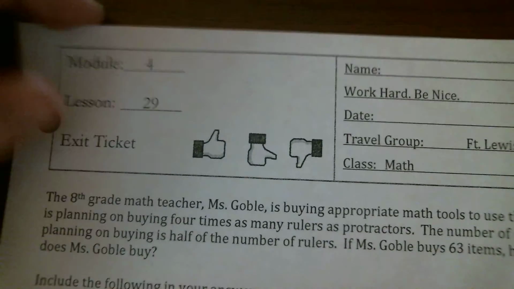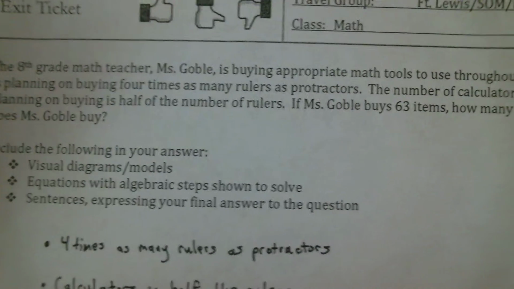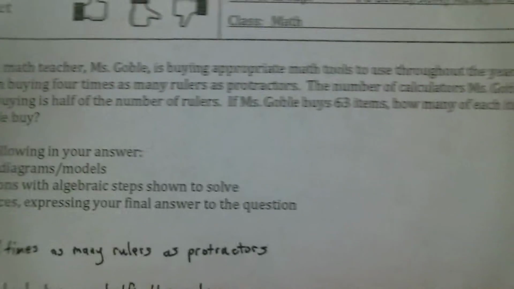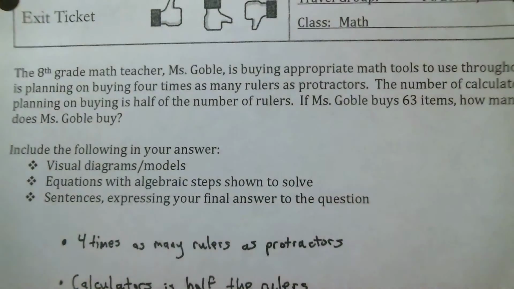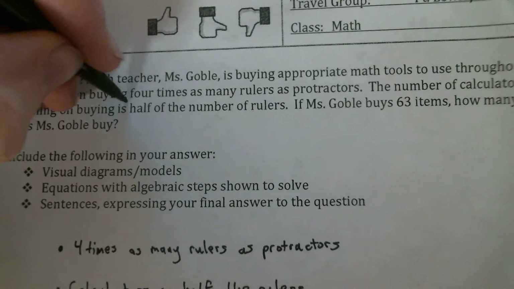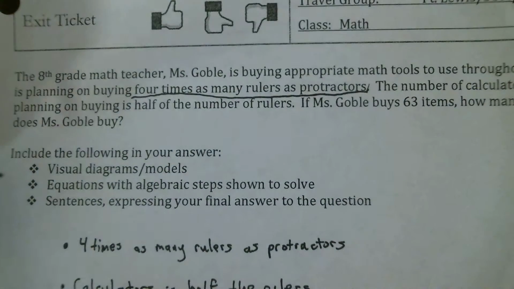So I'll be looking over Module 4, Lesson 29, Exit Ticket. The 8th grade math teacher, Ms. Goebel, is buying an appropriate number of math tools to use throughout the school year. And so she is planning on buying 4 times as many rulers as protractors. So I was given that information, and so I thought, oh, that seems like pretty important stuff. So I wrote it down here as something that might be useful to me to solve my problem.